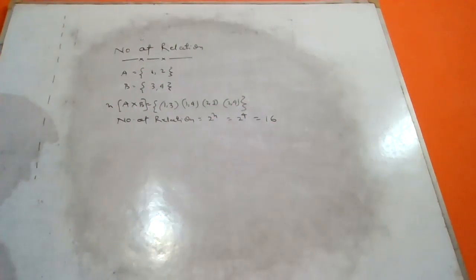Our answer is 16. Right? So in this manner, we can calculate the number of relations also. In this chapter, we studied relation, then second, how to create a relation in terms of domain, codomain, and range. And next, how to calculate the number of relations.